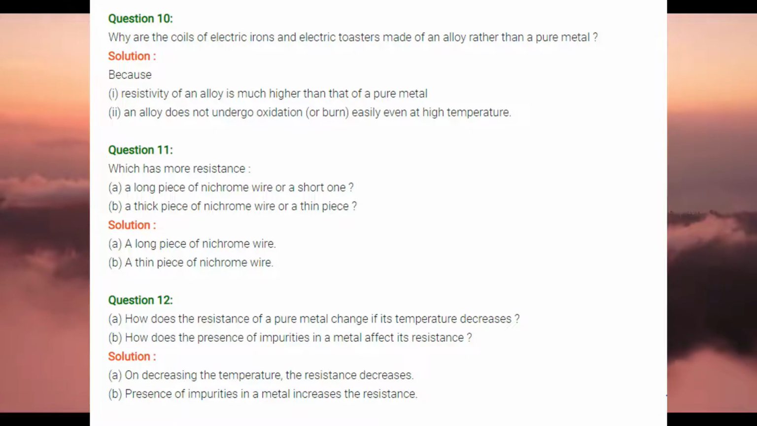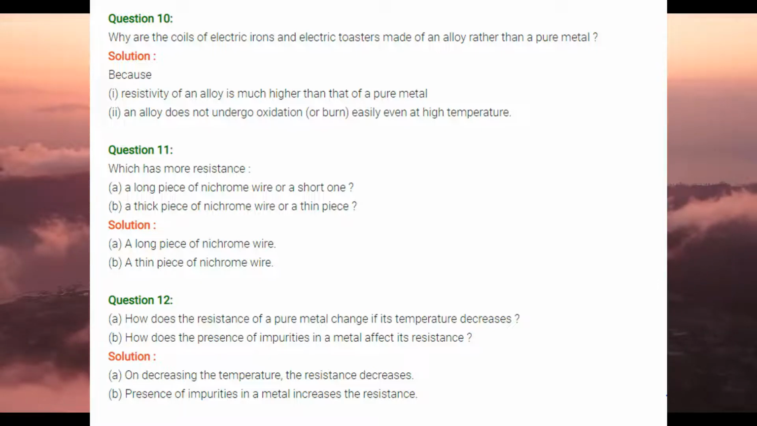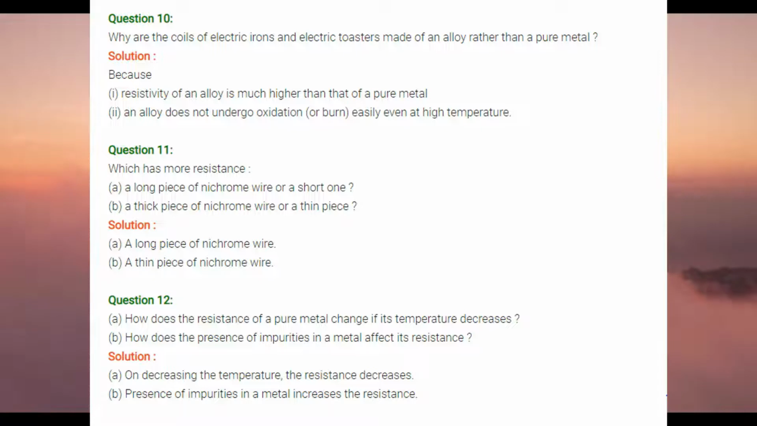Question 10. Why are the coils of electric irons and electric toasters made of an alloy rather than a pure metal? Solution: because 1. Resistivity of an alloy is much higher than that of a pure metal. 2. An alloy does not undergo oxidation, or burn, easily even at high temperature.